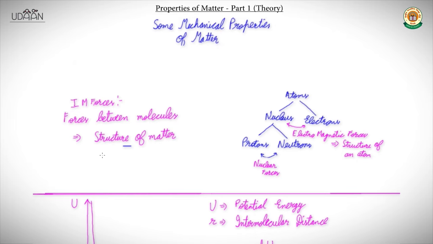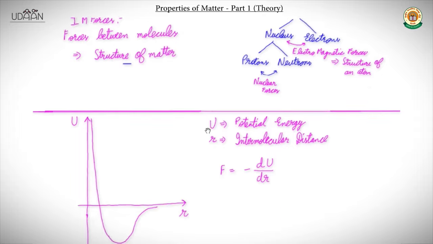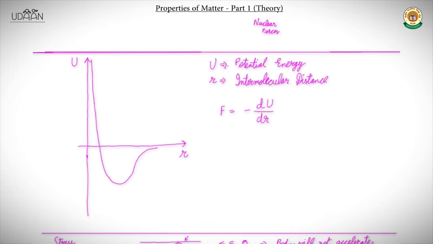Now, describing the forces and the intermolecular distance, we have a particular graph. U is the potential energy between two molecules. And F is equal to minus du by dr.